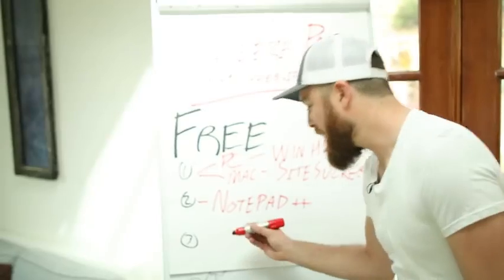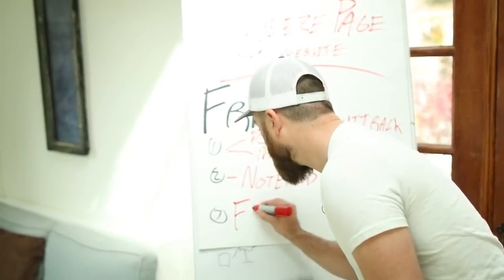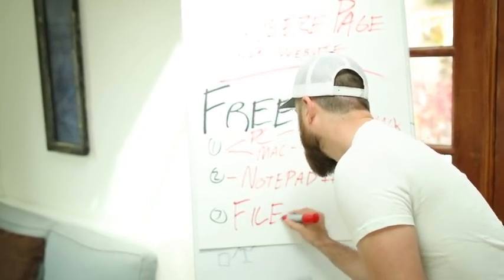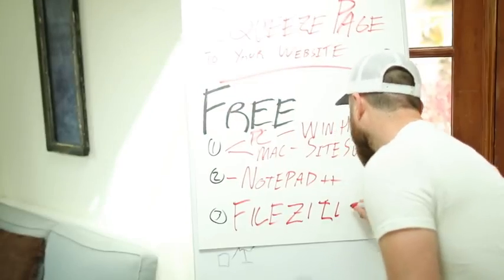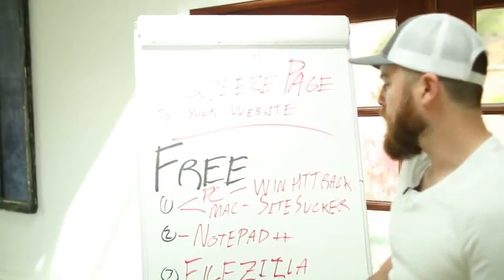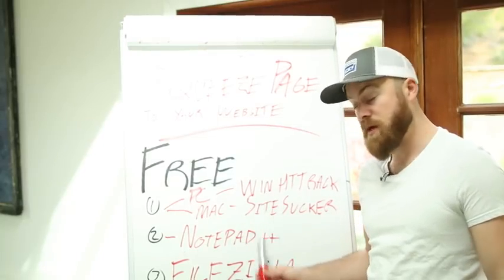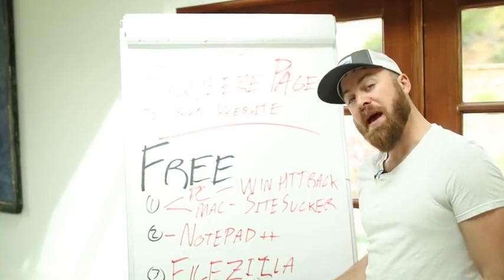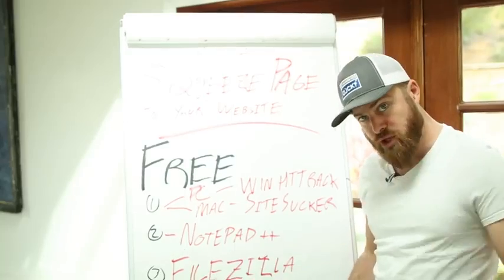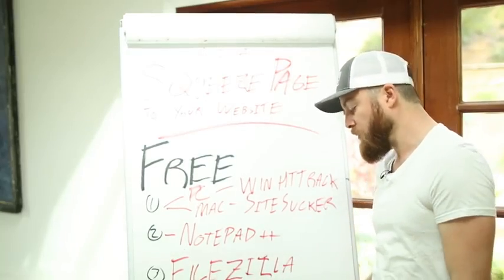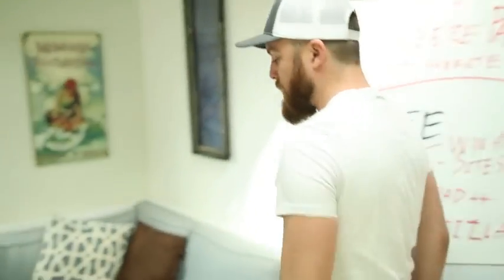Get your website. And for that, we'll be using a program called FileZilla. Okay, so I hope that's clear. Basically, we are downloading a web page we like, or squeeze page we like, using Notepad++ to change the affiliate link around. Then we're using FileZilla to upload it. Let's go to my computer.